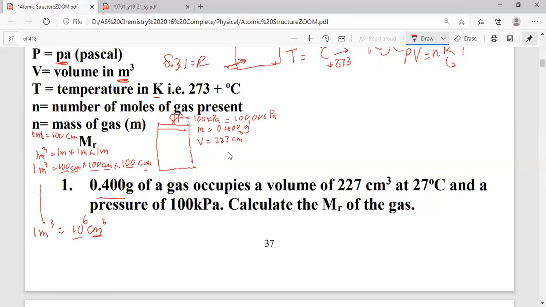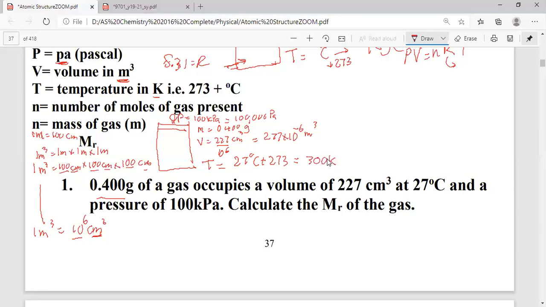Very simple. It's not divide. You divide by 10 to the power of 6, or you put 277 times 10 to the power minus 6 meter cube. Right? You don't know, follow what I do. Skill, perfect practice makes perfect. Now temperature. What's the temperature? 27 degrees centigrade plus 273 is equal to 300 Kelvin.